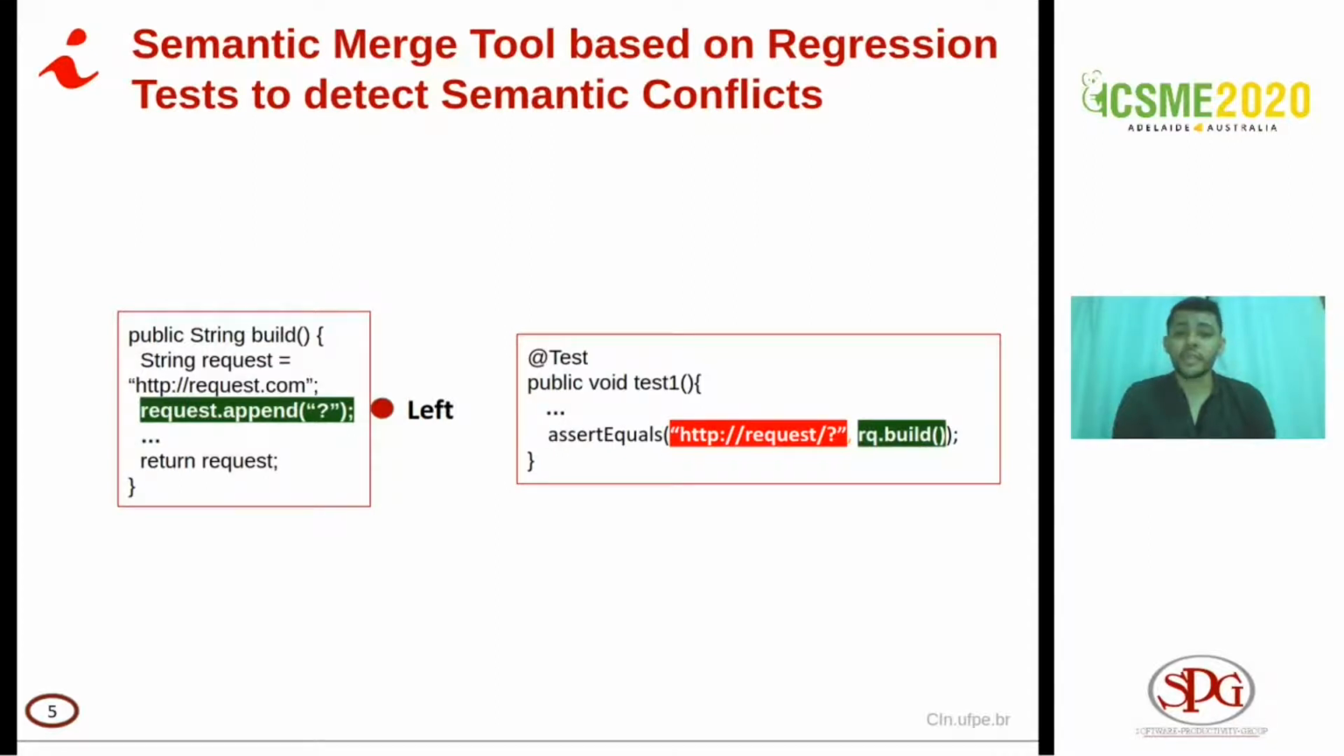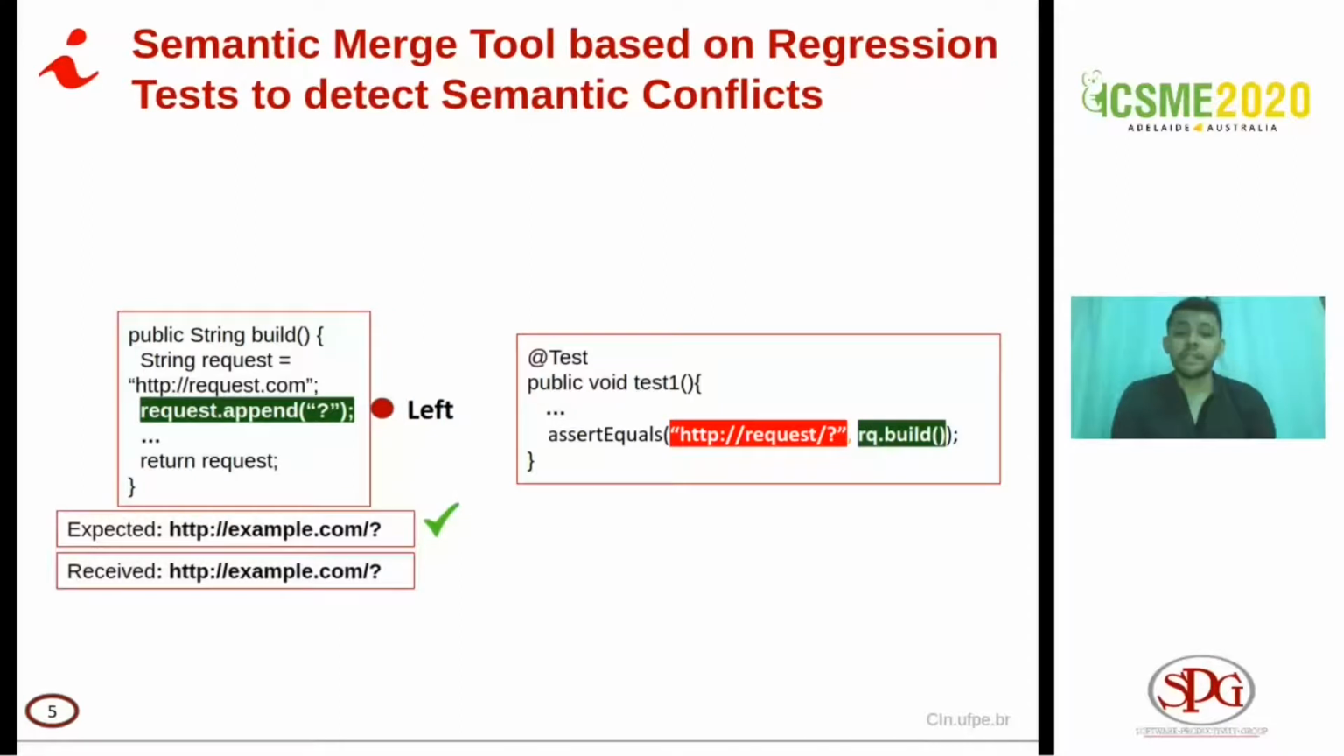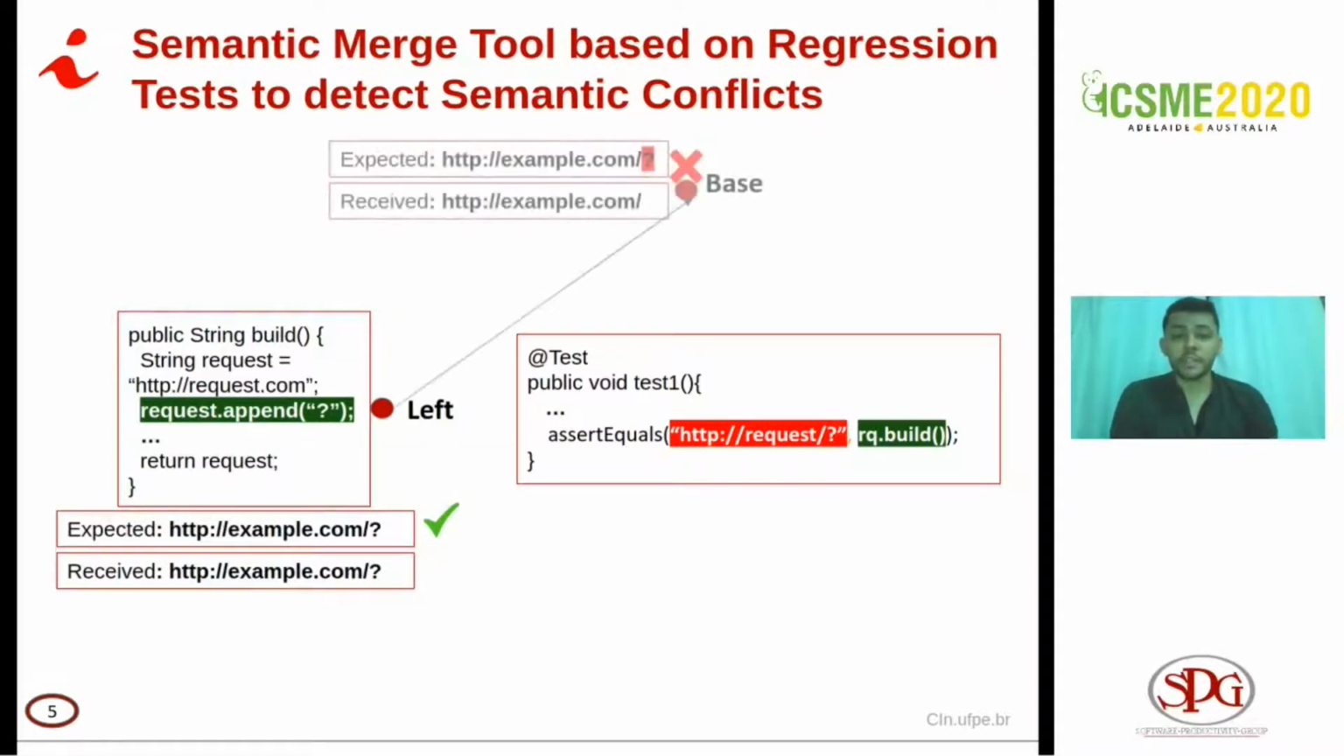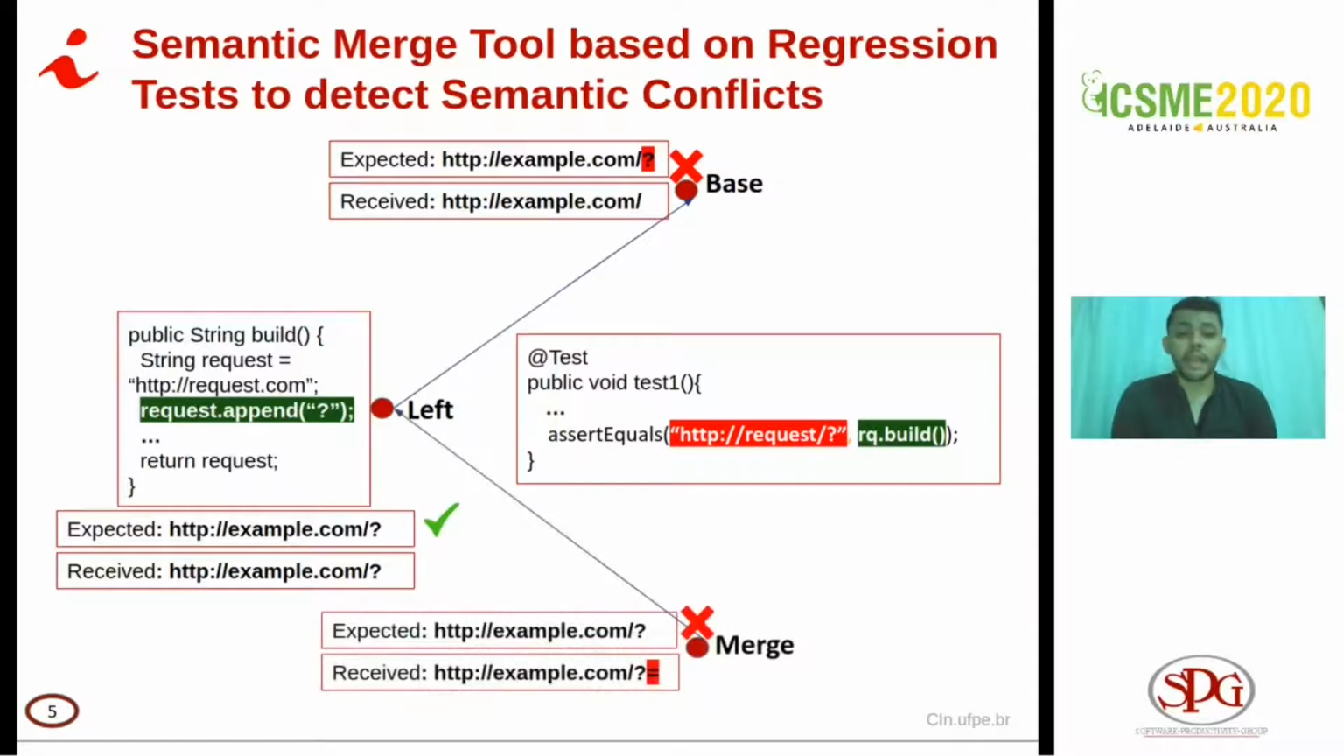As a result, the test case test1 is created, which compares the string returned after applying the left change, highlighted in red, and the string returned by the method build, highlighted in green. Running this test case on left yields a pass, as expected. Running it on the base commit yields a fail, as the received string does not have the question mark. Running it again on the merge commit yields a fail, but this time because of the change performed by right, which was not expected by left. In this case, the equals sign.